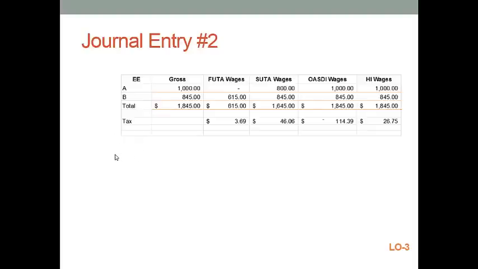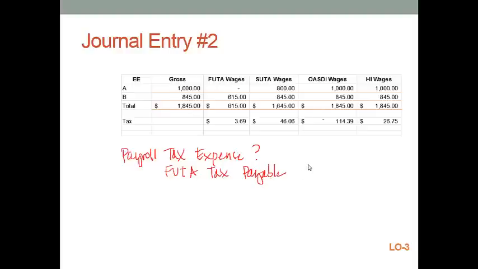So basically what we're going to do is debit, again, payroll tax expense. That's always your debit for this journal entry. So payroll tax expense. And again, I'm going to put a question mark because I don't know exactly how much it's going to be yet. Let's record all of the taxes that I owe. So FUTA, I owe $369. SUTA, I owe $46.06.